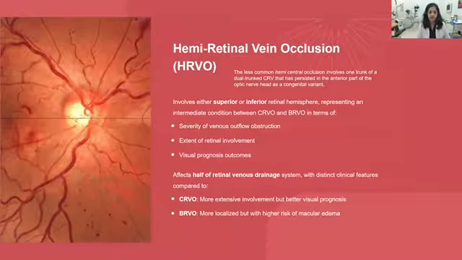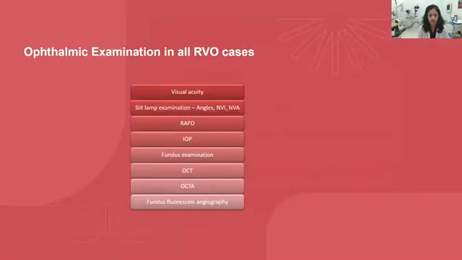So in all cases of ophthalmic examination, another question for the optometrist or any of the residents who are first seeing a patient before dilating the patient is visual acuity. It's very important because, as we know, non-ischemic versus ischemic CRVO, visual acuity does play a role in differentiating them. Slit lamp examination is very important. We need to look at the angles of the eye, any neovascularization of the iris or the angles. So gonioscopy has to be done to make sure we're not missing out neovascularization of the angles.